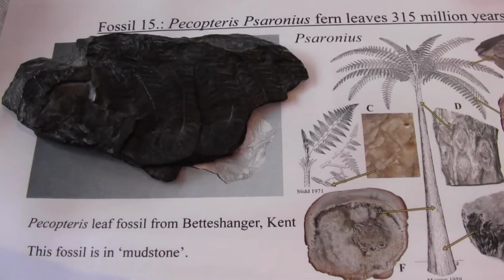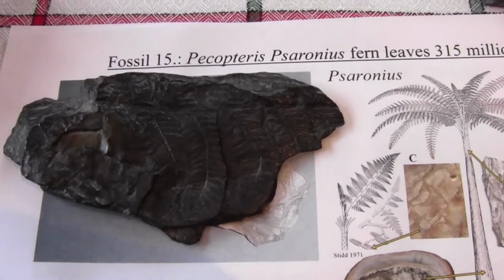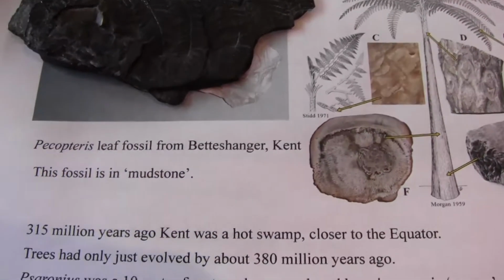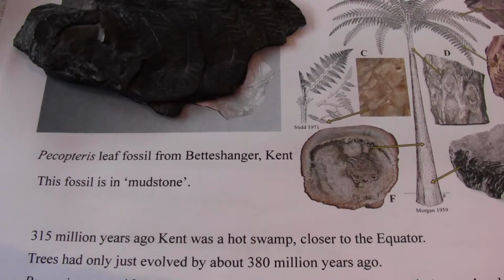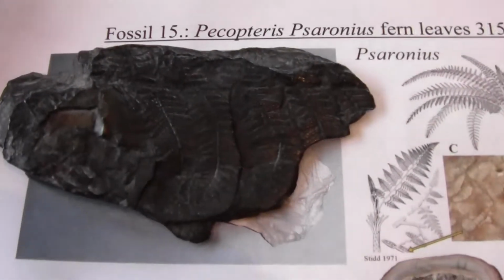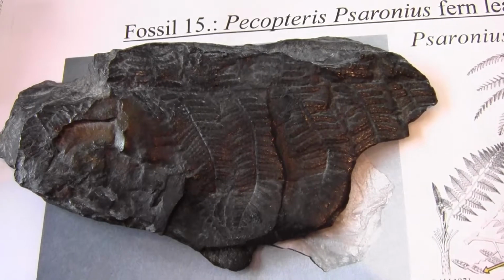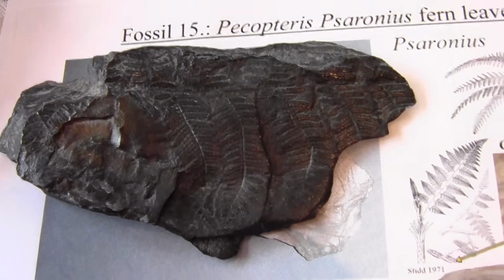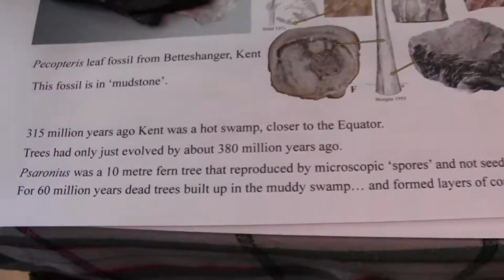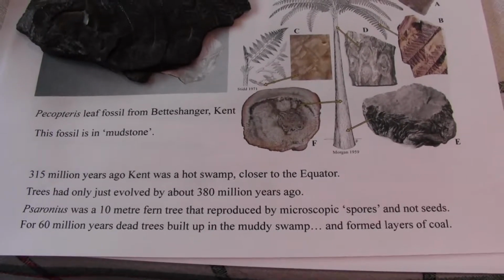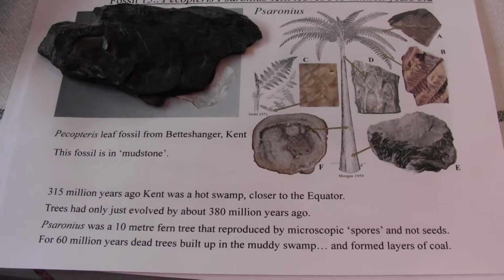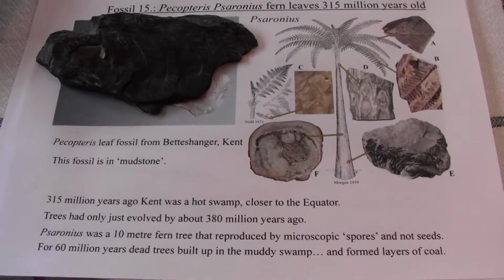This Pacopteris leaf fossil from the Ceronius fern was found in Betsanger in Kent in mudstone, and I found this when I was probably about 7 or 8 years old, just looking through waste from a coal tip at Betsanger coal mine. Now, 350 million years ago, Kent in England was a hot swamp close to the equator.